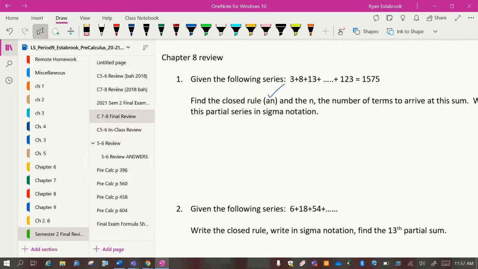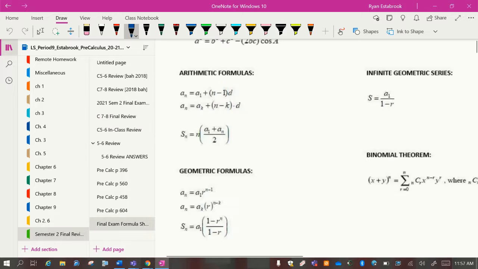Looking at this a little bit closer, what kind of a series is this? How did you get from 3 to 8 and 8 to 13? What are they increasing by every time? 5. We say the common difference is 5. To get from one term to the next, we keep adding 5. What kind of series do we call it when we keep adding the same number over and over again? The arithmetic one. So a sub n is equal to this.